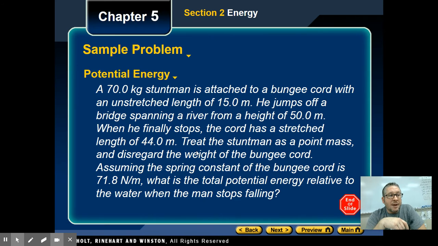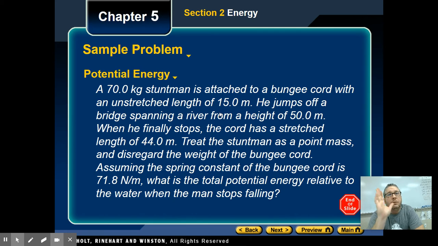We have a 70-kilogram stuntman who is attached to a bungee cord with an unstretched length of 15.0 meters. He jumps off a bridge spanning a river from a height of 50.0 meters. When he finally stops, the cord has stretched a length of 44.0 meters. Treat the stuntman as a point mass, basically meaning that is the only mass that we're going to worry about, and disregard the weight of the bungee cord. Assuming the spring constant of the bungee cord is 71.8 newtons per meter, which is the unit for spring constants, what is the total potential energy relative to the water when the man stops falling?